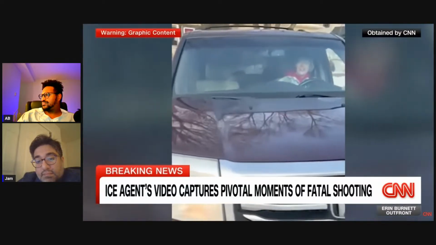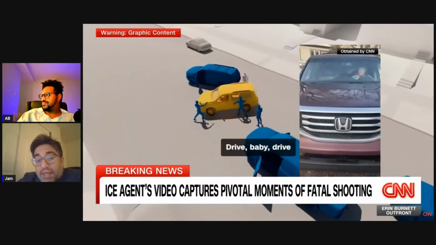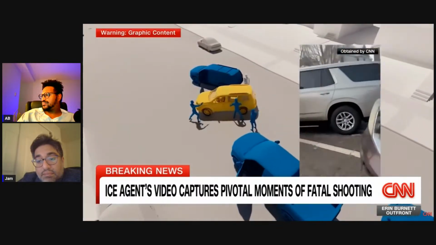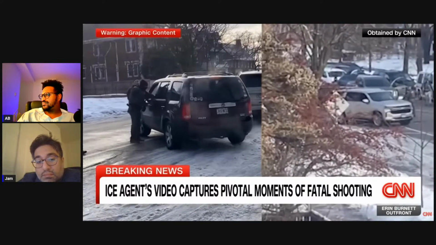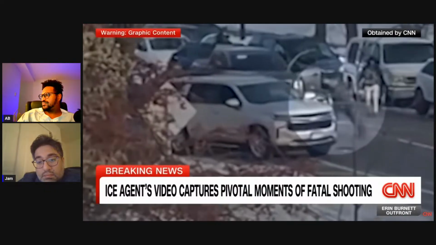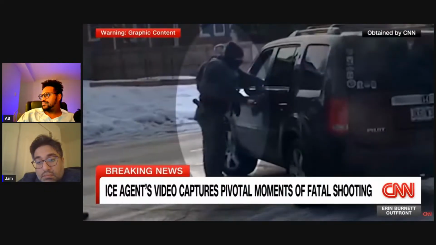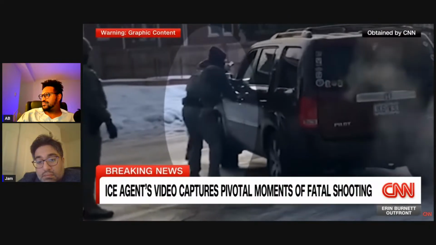You also see Renee Good turning the steering wheel to the right. She then accelerates. Slowing this down again and matching the exact time of these 2 angles. This angle appears to show the vehicle moving close to the agent. But in this angle, he does not appear to be in the path of the vehicle when he fired.